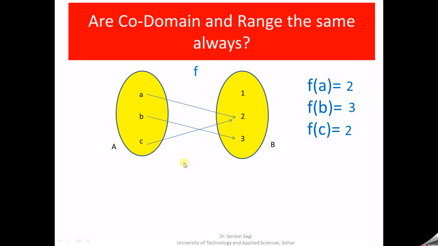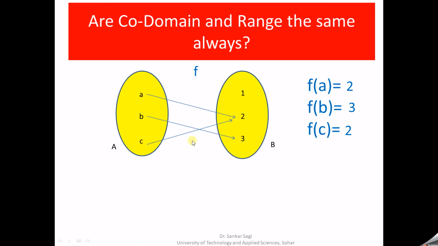So let us have this question: are codomain and range the same always? In the previous example the codomain and range were both the same, but is it true always that the codomain and the range are the same?